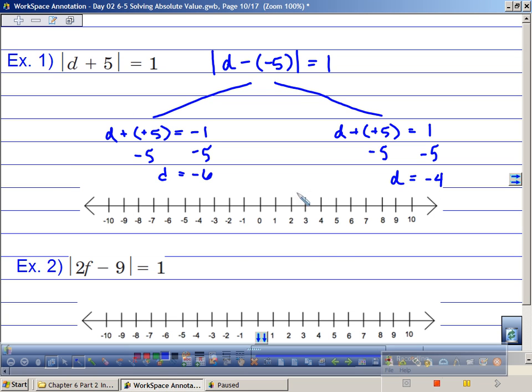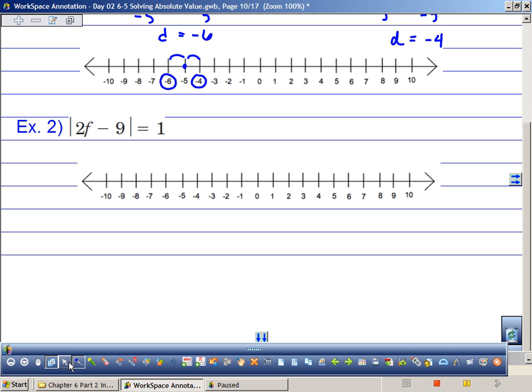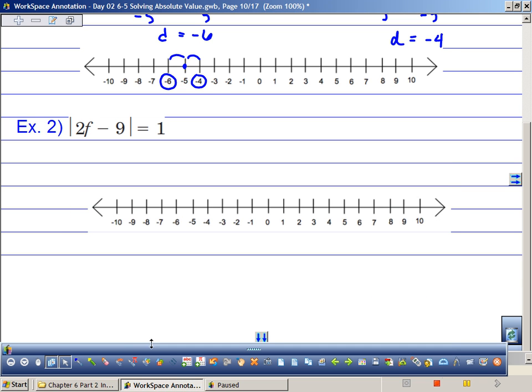Let's look and see what that looks like on a number line. The distance between D and -5, so where am I going to start? -5, right? And I'm going to go out how much? 1, right? The distance between them was 1, that's what this says. And so I get -4 and -6. Did I get -6 and -4? I did. What about this one? Let's solve for this one first, and then let's talk about it on a number line.